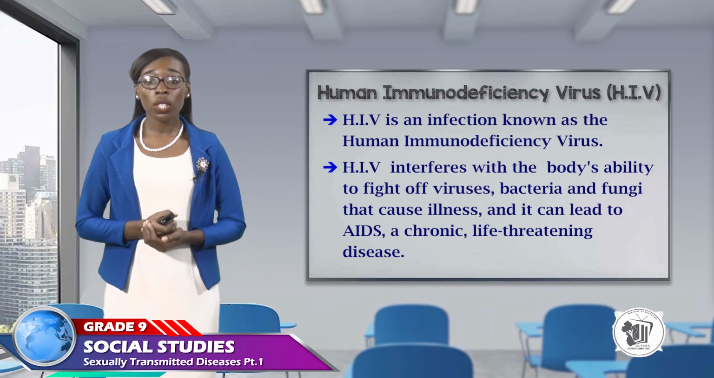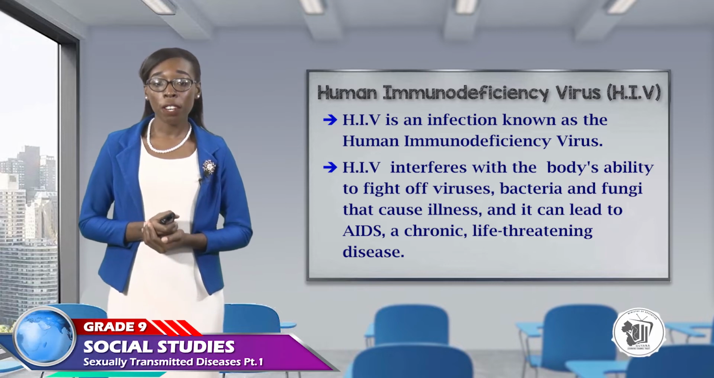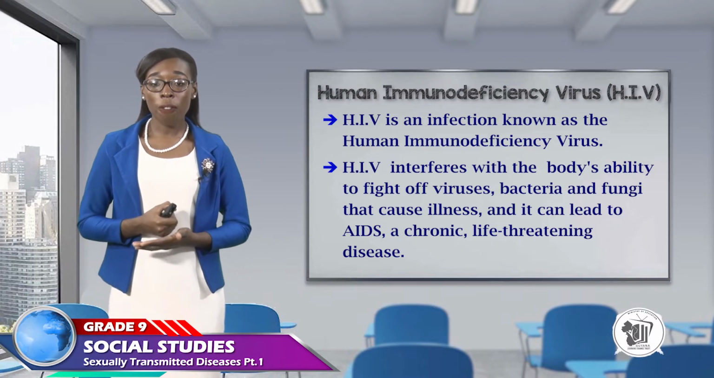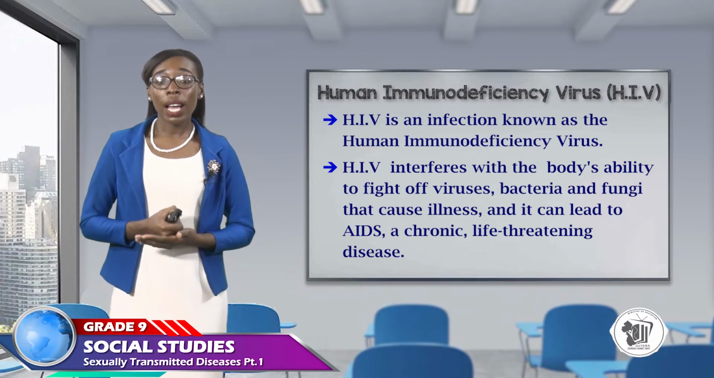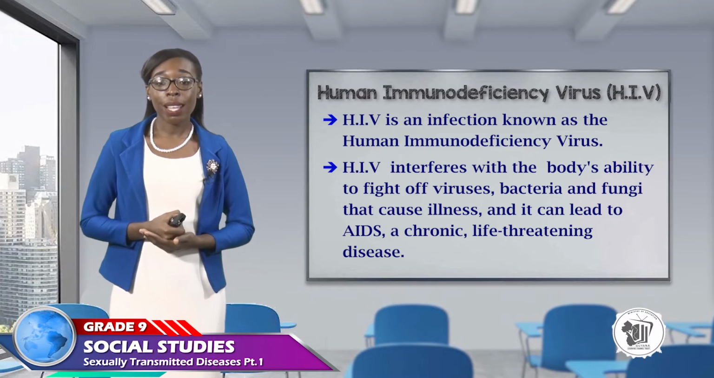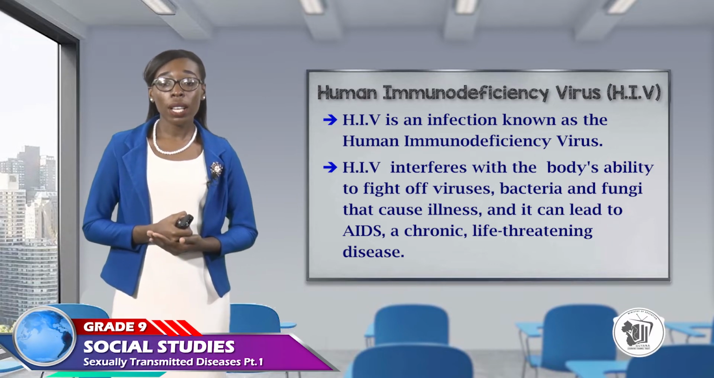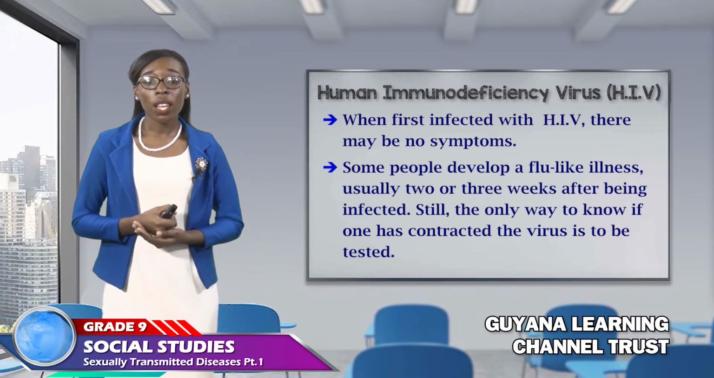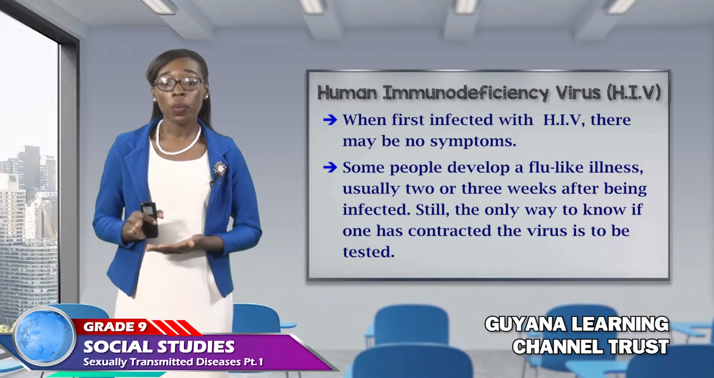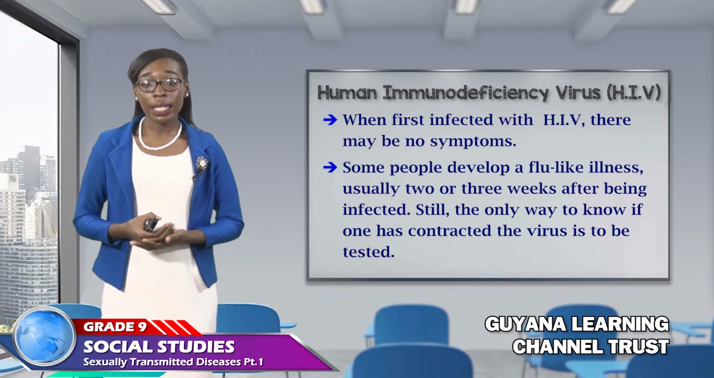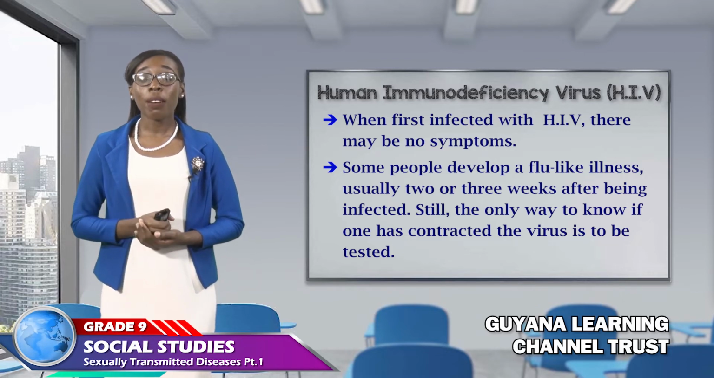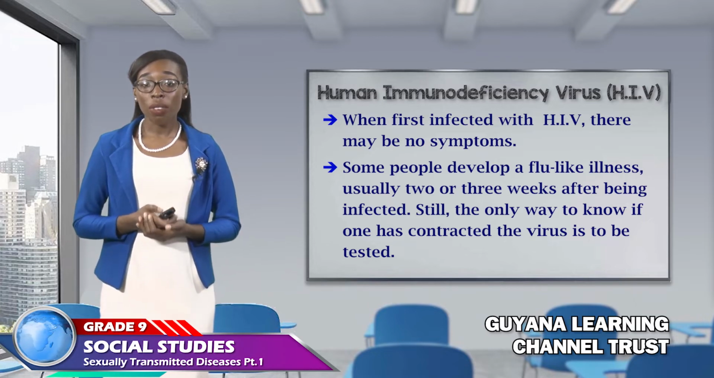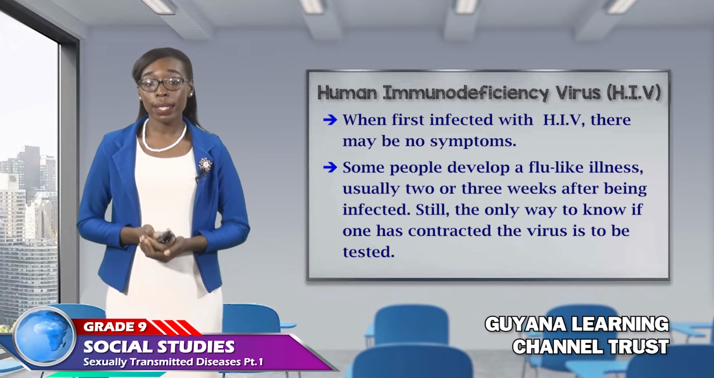HIV is an infection with the human immunodeficiency virus. HIV interferes with the body's ability to fight off viruses, bacteria, and fungi that cause illness, and it can lead to AIDS, a chronic, life-threatening disease. When infected with HIV, there may be no symptoms at all. Some people develop a flu-like illness, usually 2 or 3 weeks after being infected. Still, the only way to know if one has contracted the virus is to be tested.